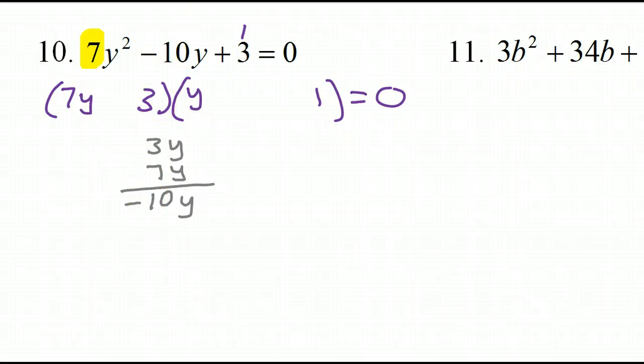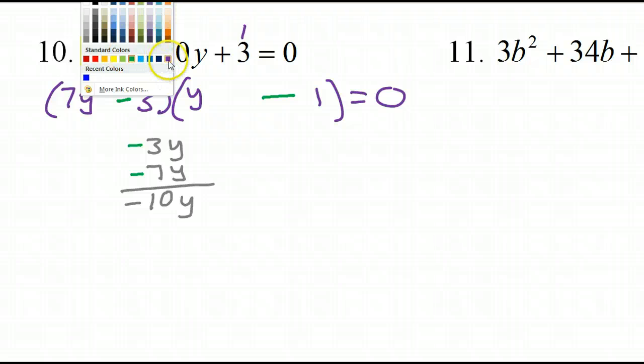You know what? I really wanted to make those green. If I have a negative 3 and a negative 7, that will make negative 10. So there's my negative 3, and this will make my negative 7. One last thing, a negative times a negative is a positive. So yay, it works. Time to do the zero product property.